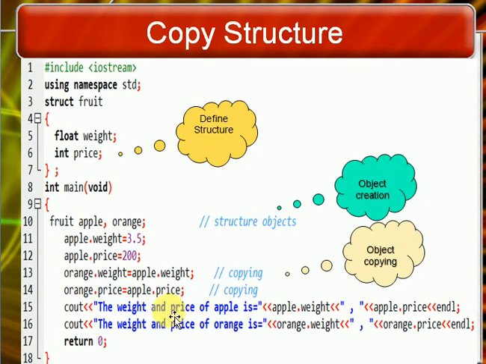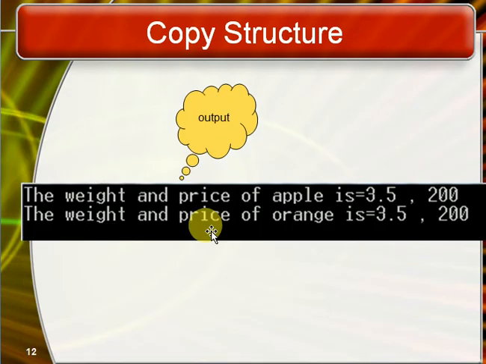Now display these two values, that is object copying, that is object creation. Its output is: the weight and price of apple are 3.5 and 200, and the same is copied in the case of orange. The weight and price of orange are 3.5 and 200.